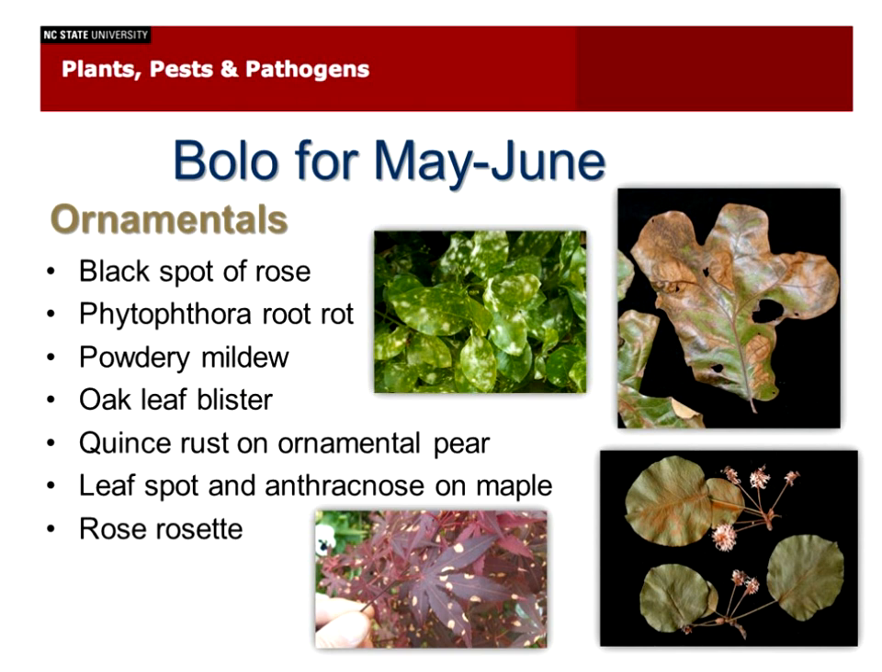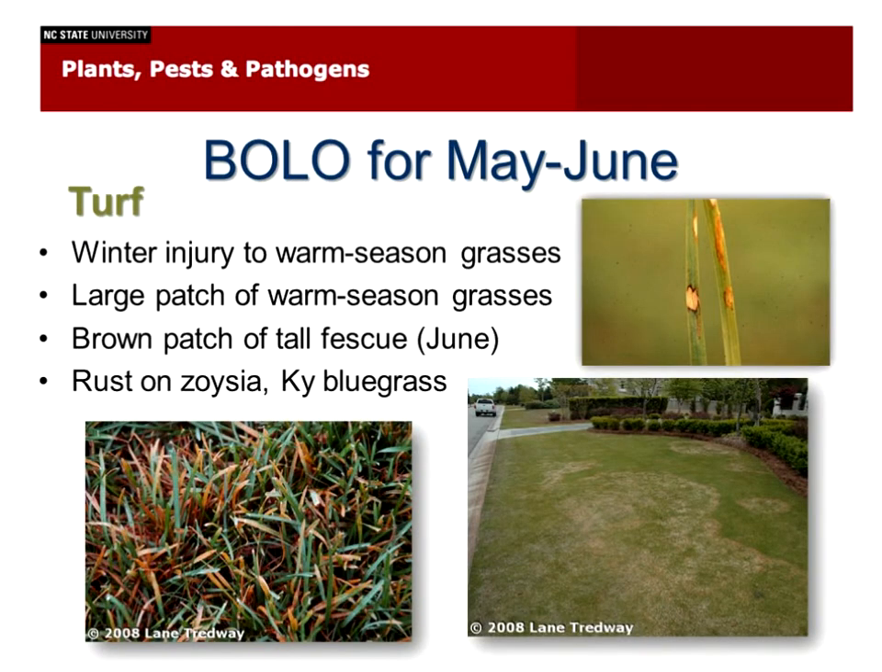Finally, our ornamental lineup: be on the lookout for black spot of rose, Phytophthora root rot, powdery mildew as mentioned, oak leaf blister, pictured here on the right, quince rust and ornamental pear, which we saw, leaf spots and anthracnose on maple, and rose rosette. In turf grasses, winter damage on warm season grasses, large patch of warm season grasses, brown patch of tall fescue, and rust could pop up on zoysia or Kentucky bluegrass, and I think there's some other species as well.